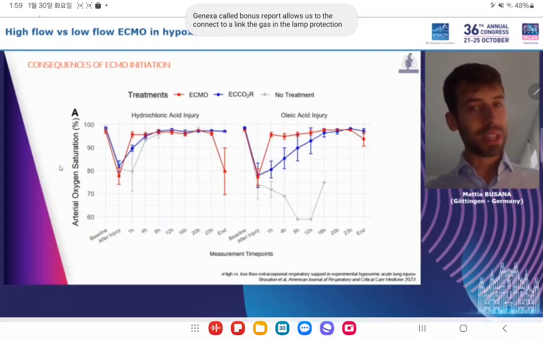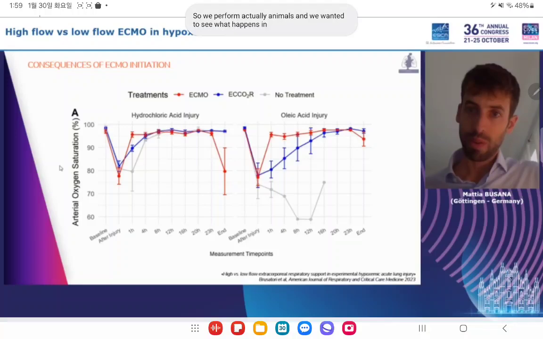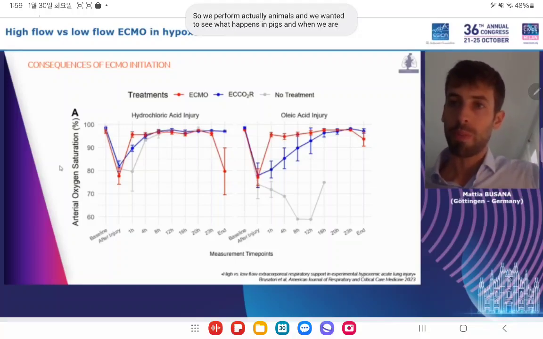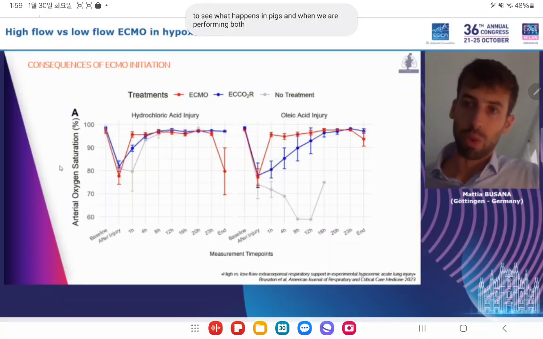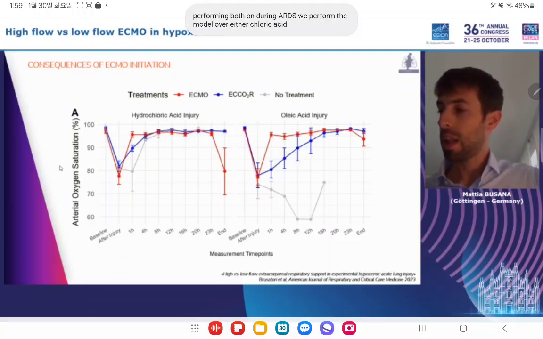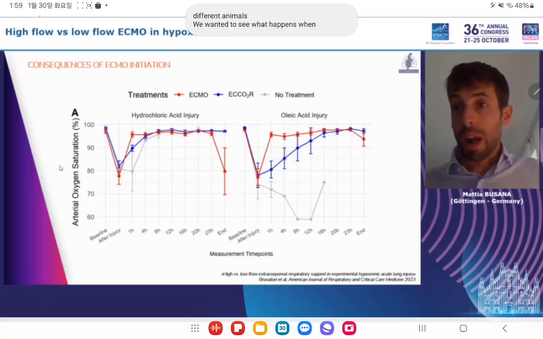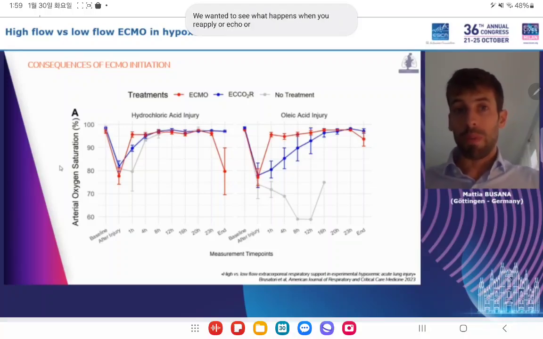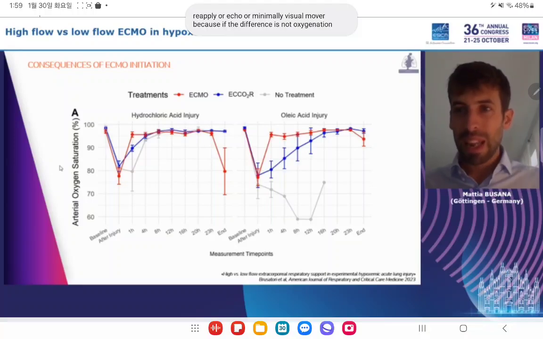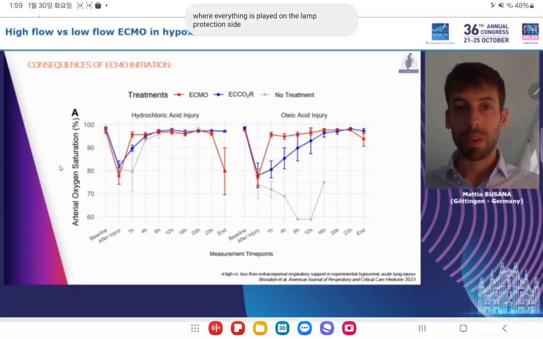So we actually performed a study on animals, and we wanted to see what happens in pigs during ARDS. So we performed a model of hydrochloric acid and oleic acid in different animals. We wanted to see what happens when we apply either ECMO or minimally invasive CO2 removal, because if the difference is not oxygenation, well, everything is played on the lung protection side, right? So let's see what we found.